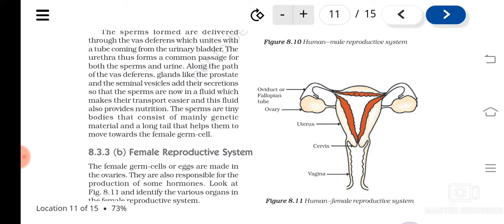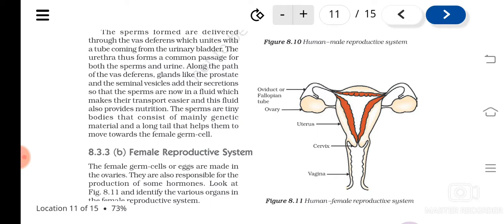And the structure of a sperm, if you take it, is a long cell consisting of what? The haploid nucleus, isn't it? Genetic material is present inside the sperm. And it has a long tail which helps the sperms to move. The movement is possible through this. I hope this much is very clear to everyone.